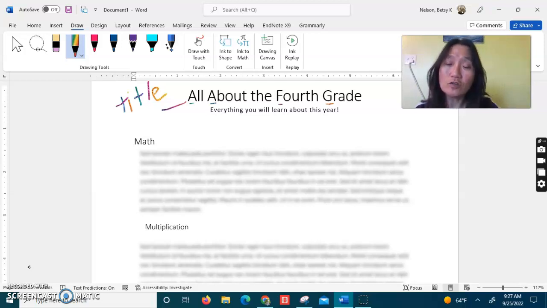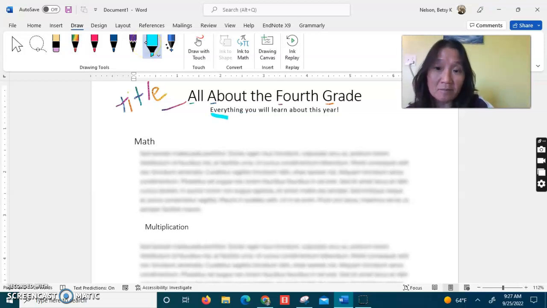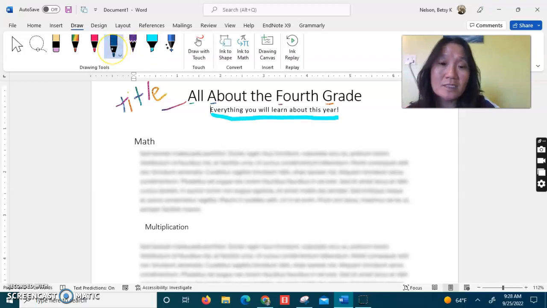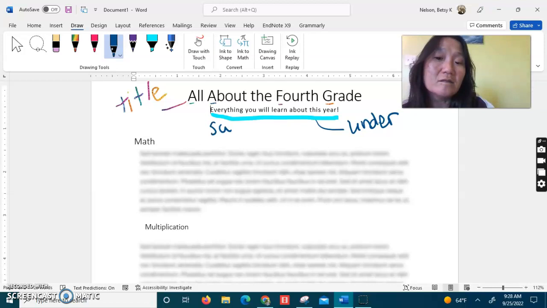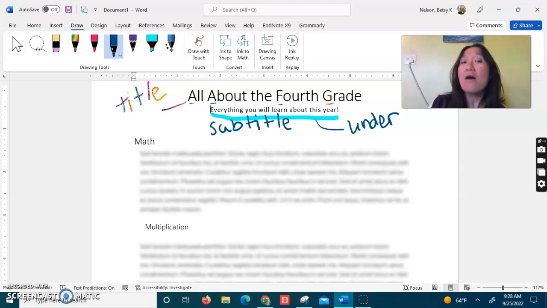Now, you have what's also known as a subtitle. The subtitle, sub means under, sub means underneath. So this is a subtitle right here. So a subtitle means under the title. It's underneath. That's what the word sub means. And it gives you a little more information about your topic, all about the fourth grade. The subtitle is everything you're going to learn.